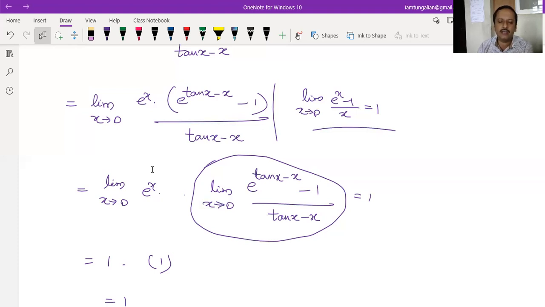So I had taken e power x separately. Now look at this. It looks like limit x tends to 0 of e power x minus 1 by x. In place of x we have tan x here, and we have tan x here. So by using this formula, this expression can be written as 1. 1 into 1 is equal to 1 is the answer.